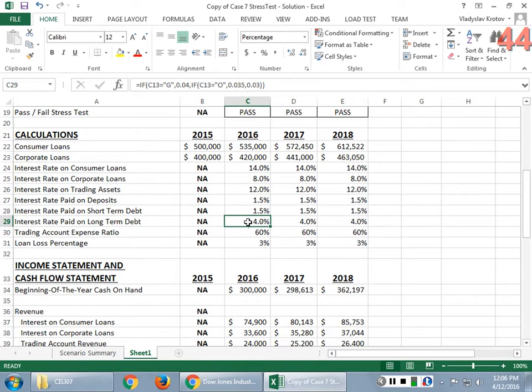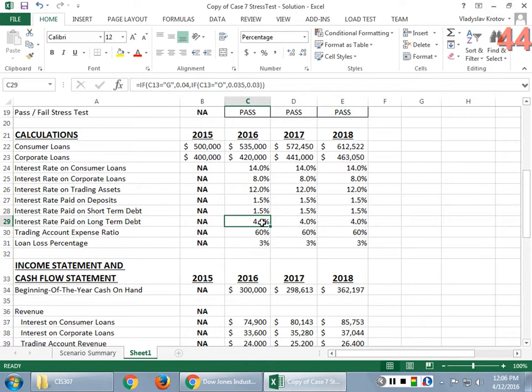Interest rate paid on long-term debt. So they have short-term debt and long-term debt. Debt that will mature in the long run. So again, if it's good economic times, they're paying 4%. If economy is doing okay, they're paying 3.5%. If it's a poor economy, they pay 3%.